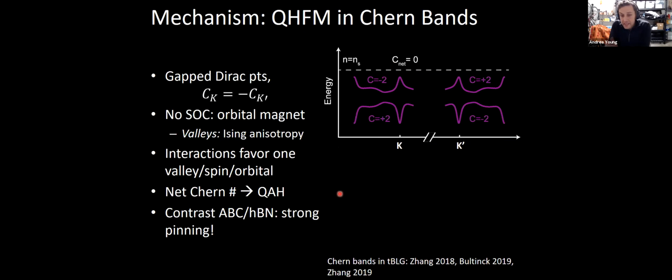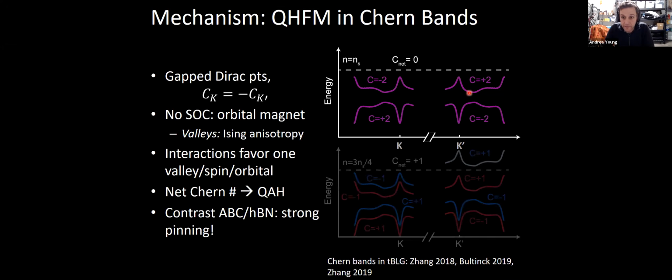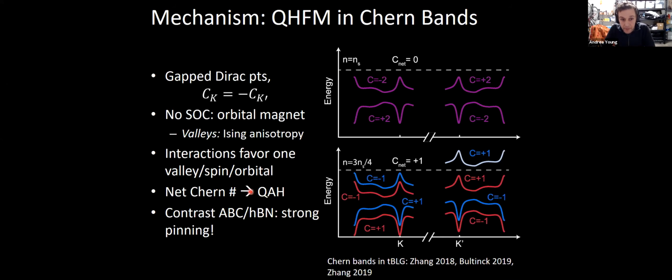And the mechanism is, again, very similar to that in ABC rhombohedral graphene. You have gapped Dirac points. That gives you some finite Chern numbers. You have no spin-orbit coupling, but now you have anisotropy that's coming from the fact that these are valley orbitals, and that's what allows you to have an Ising-like magnetic system. And interactions happen to favor, for a given filling, full polarization into one of these orbitals, which generates a net Chern number and a quantum anomalous Hall effect. But a key difference, which is just empirical at this point, is that in twisted bilayer graphene this pinning is very strong, whereas in ABC trilayer it does not seem as though that pinning is very strong at all.